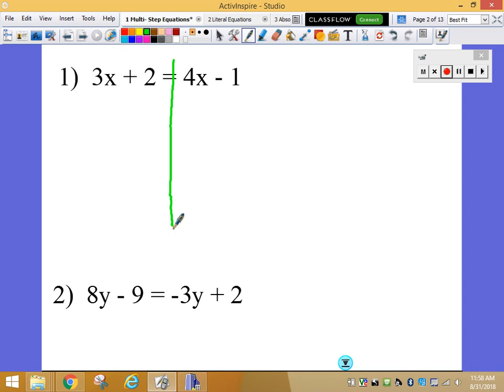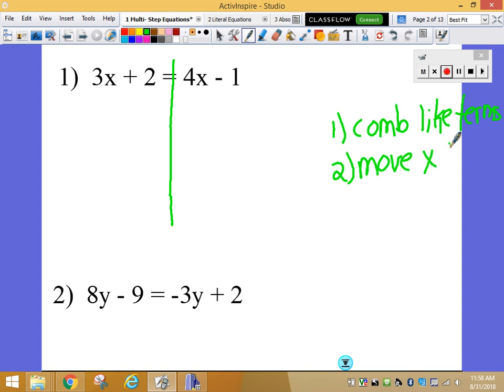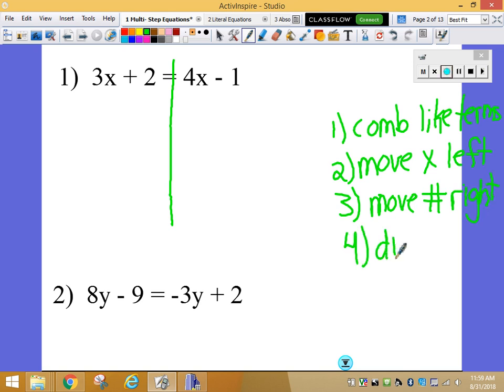Your steps for solving equations. The first thing we're always going to do, and I would write these down, we're going to combine like terms. That's first. Combine like terms. Second thing we're going to do is we're going to move the x to the left. Third thing we're going to do is we're going to move the number to the right. Fourth thing we're going to do is divide. And that will give us our answer. So those are our steps.